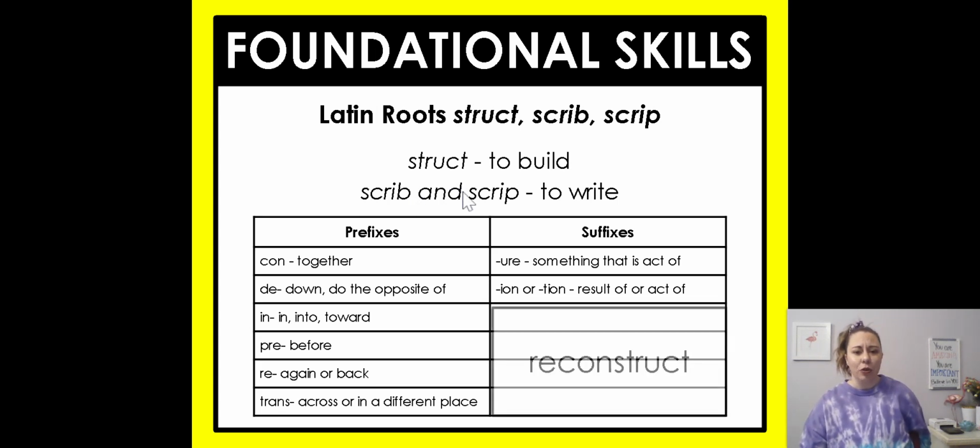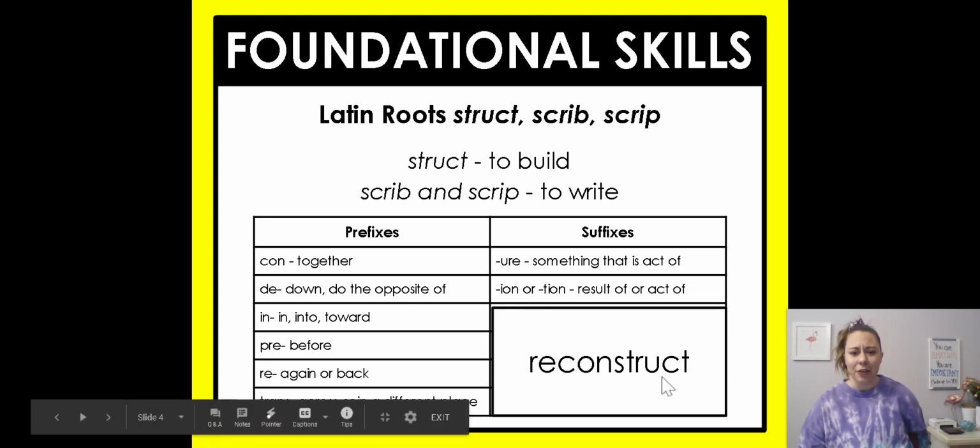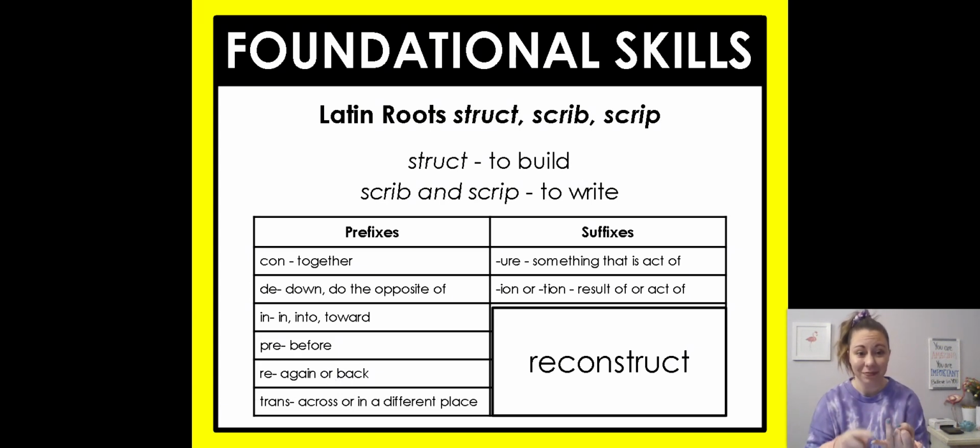So let's take a look at the word reconstruct. I see that it has the Latin root struct, S-T-R-U-C-T, and I see con and re. Con, C-O-N, means together, and re means again or back. If I put the meanings together, I have again, together, and to build. So I could say to build together again: reconstruct. If you reconstruct something, you're putting it back together again, right? We take the meanings of all of those different word parts to figure out the meaning of the word as a whole. Let's try another one.